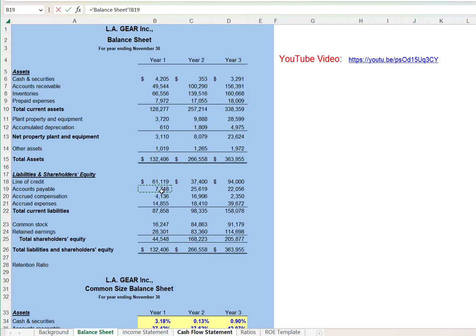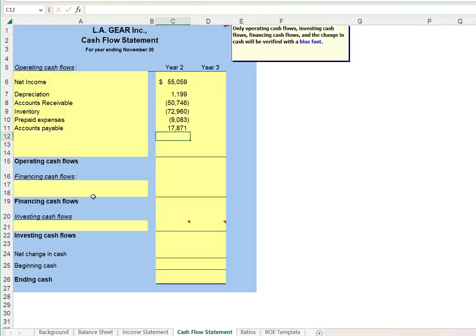And it went from $7,000 to $25,000. So an increase in liabilities. This is a source of cash. So we want a positive number. So we'll take that $25,000 and we'll subtract the smaller number in year one of $7,748. And notice below that, then we've got accrued compensation and accrued expenses. So we're going to want to pick up those accounts next on our cash flow statement.